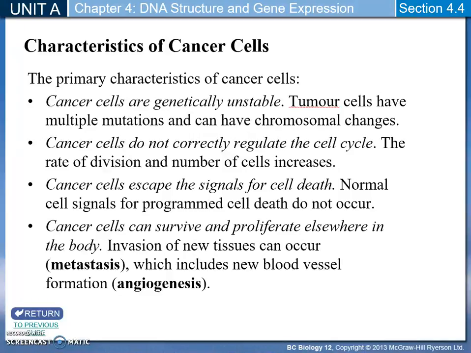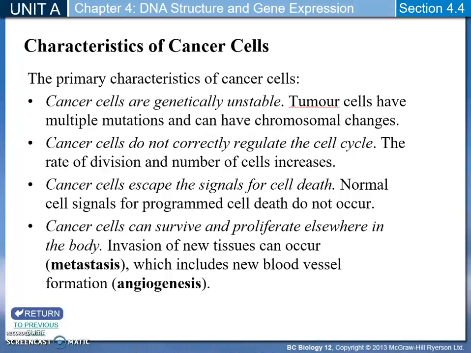There are many cells in the body that are regularly programmed to simply die, and of course they would be replaced by other cells through mitosis. But these ones somehow escape the signal for cell death, and they do not undergo that process. So once again, cells will proliferate uncontrollably. They can survive and proliferate elsewhere in the body, actually.